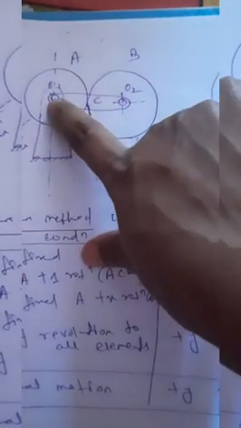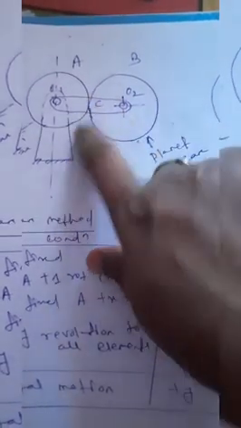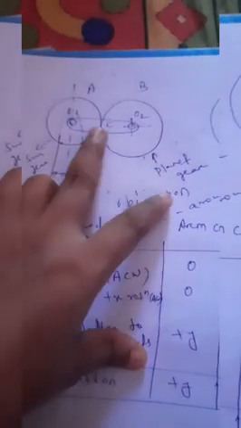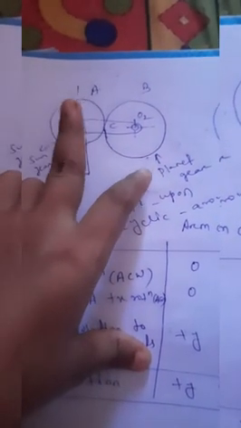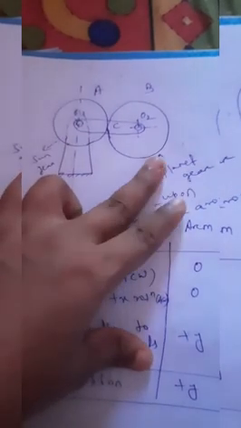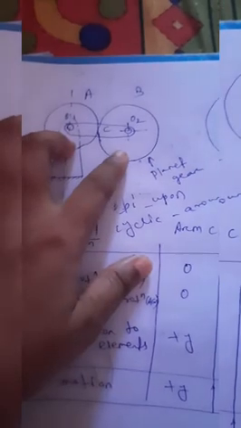So what will happen when the arm is fixed? When the arm is fixed, gear B will rotate about gear A, or gear A will rotate about gear B, according to the driver and driven gear. So this is just like a simple gear train.